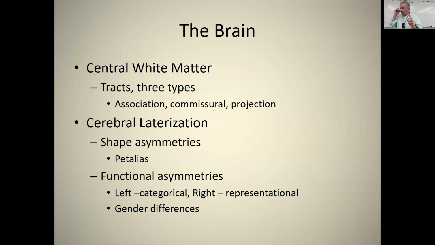Okay, gender differences. Cerebral lateralization, the functional part, is more pronounced in males than it is in females. Females have a thicker corpus callosum. Their hemispheres talk to each other more than the hemispheres do in males. So there are more commissural tracts. And this has consequences. Females make connections between things that males actually can't see and have to be told about. They're great at making connections.